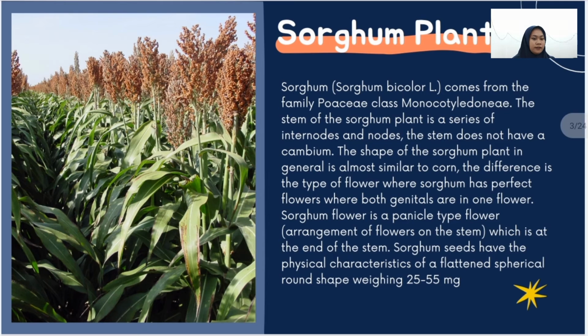For sorghum plants, Sorghum bicolor L. comes from the family Poaceae, class Monocotyledonae. The stem of the sorghum plant is a series of internodes and nodes and doesn't have a cambium. The shape of the sorghum plant is almost similar to corn, with a difference in the type of flowers. Sorghum has perfect flowers where both sexual organs are in one flower.